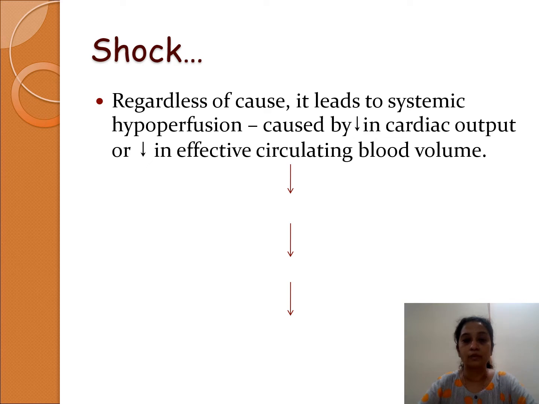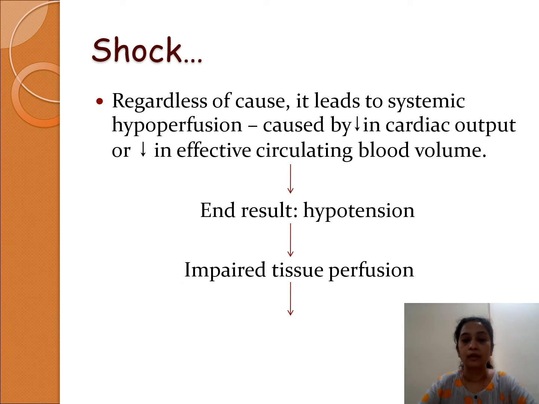So regardless of the cause of shock, it leads to systemic hypoperfusion, that is reduced blood supply to the various organs in the body, and it is caused by decrease in the cardiac output or decrease in the effective circulating blood volume. So the end result of this will be hypotension, impaired tissue perfusion, and cellular hypoxia. So when there is reduced blood supply to the tissue, there will be reduced oxygen supply to the tissue causing hypoxia.